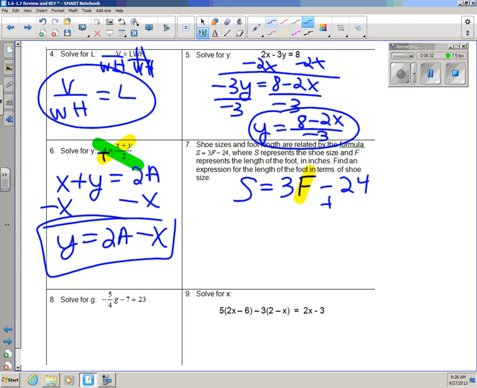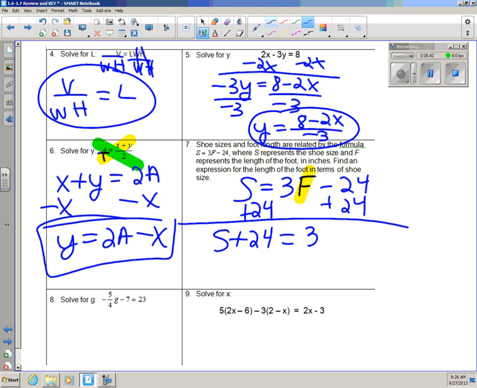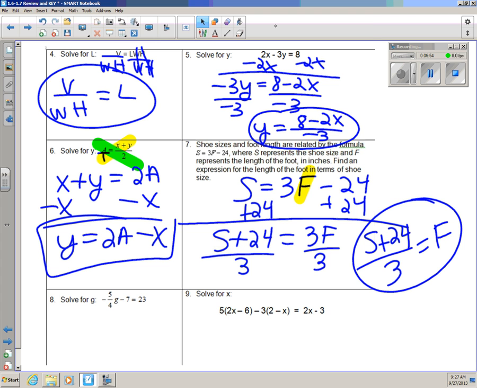What I can do is subtract 24 from both sides to start getting the F all by itself on the same side. So S minus 24 equals 3F. And because I'm multiplying F by 3, I'm going to divide by 3. So the answer becomes (S minus 24) divided by 3 equals F. Let's keep going.